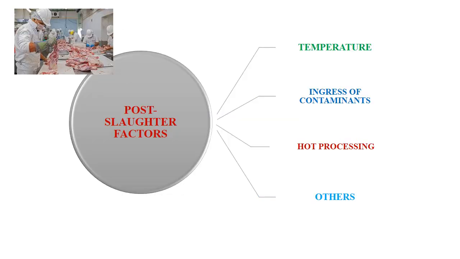So now we will discuss the post-slaughter factors. So far we have discussed pre-slaughter factors in different aspects on the meat quality. Now we will discuss the post-slaughter factors, where we will have four aspects. One is the temperature, that is, the temperature at which the carcass is exposed. Secondly, the contamination. Thirdly, hot processing, and some other miscellaneous factors. So these four aspects we will discuss, and how these factors affect the meat quality.